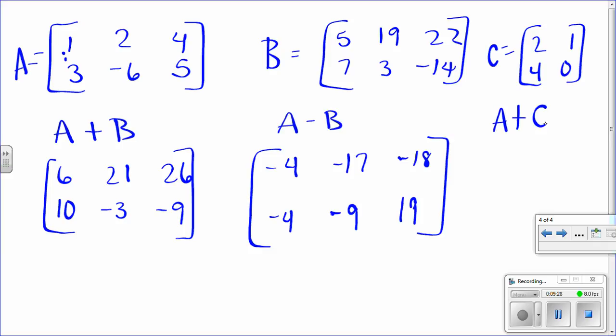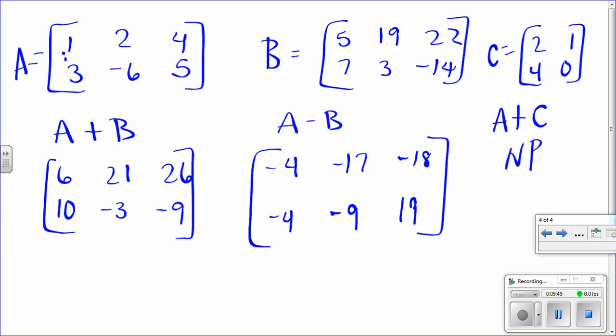Now how about this one? A plus C. There, you can't do that. Why can't you do that? They're not the same dimension. Right, they don't have matching dimensions, so you can't do that. It's not possible. They have to have matching dimensions, okay?